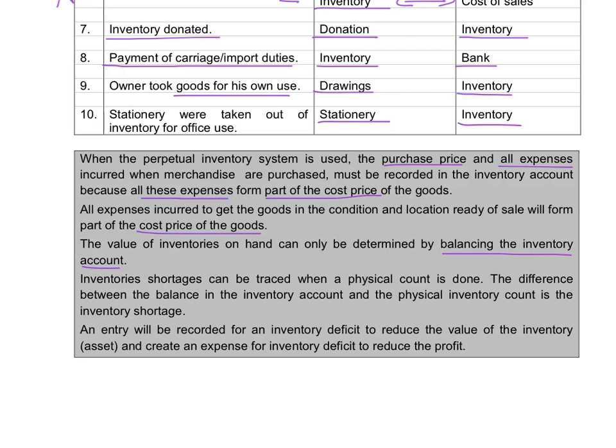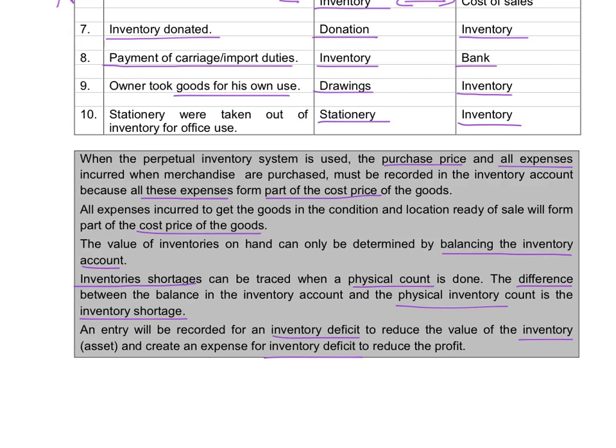Inventory shortages can be traced. If a physical count is done, you can take the physical count figure and look at the inventory account figure, and the difference between the balance in your inventory account and the physical inventory count will give you the inventory shortage. An entry will be recorded for this inventory deficit to reduce the value of the inventory and create an expense, inventory deficit, to reduce the profit.